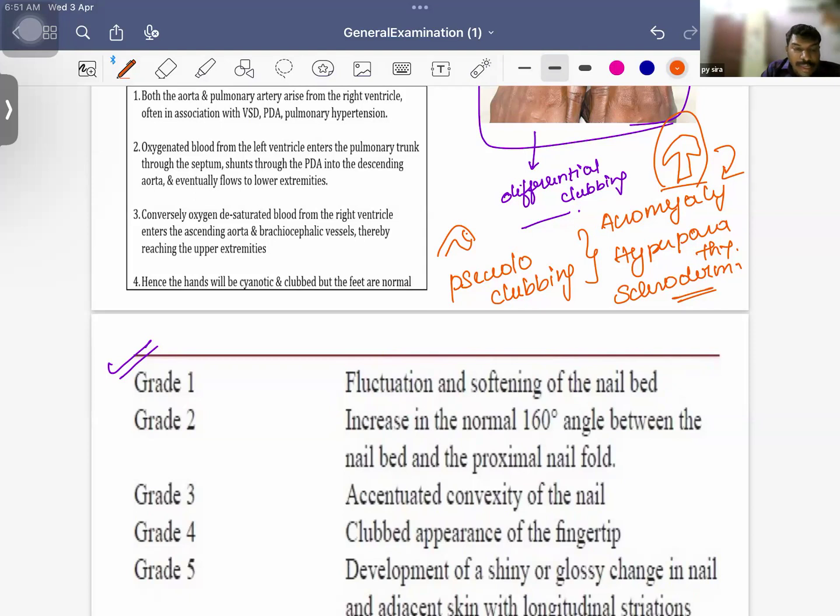Then coming to the next thing here, in your general examination, a very important thing is going to be lymphadenopathy and edema. So this and all you can manage.